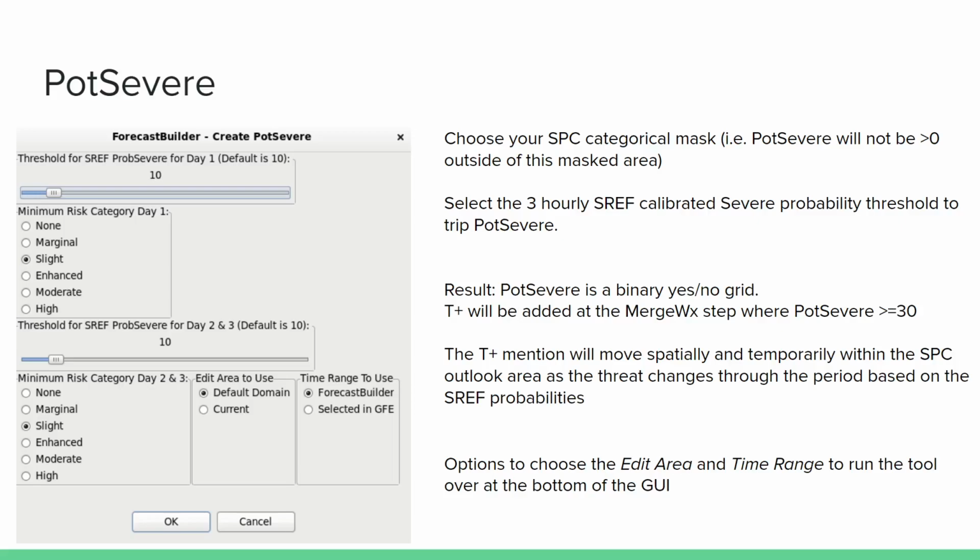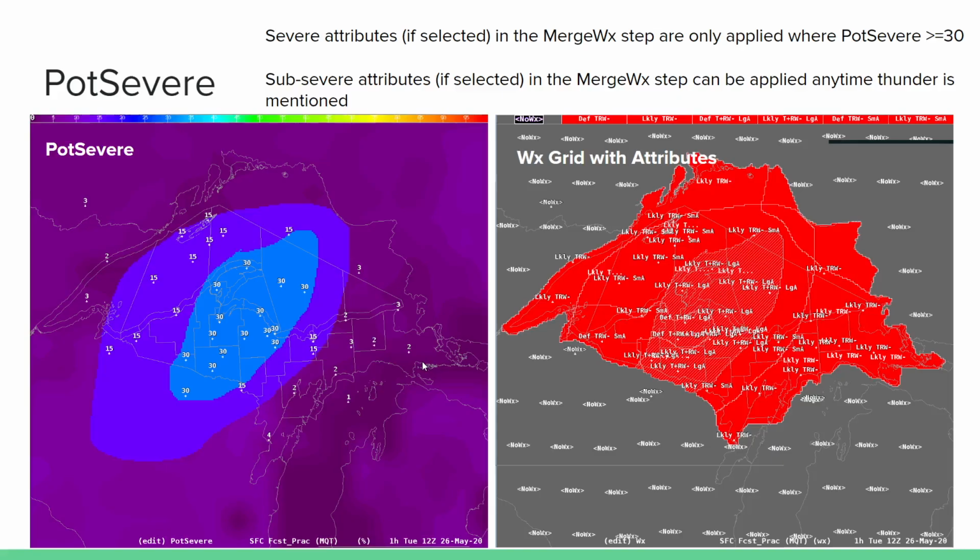You'll notice that there's edit area and time range to use options at the bottom of the GUI, as you'll see in nearly all the GUIs for the non-precipitating types. And that's to allow you to choose if you want to make any adjustments to the edit area or time ranges that ForecastBuilder is using.